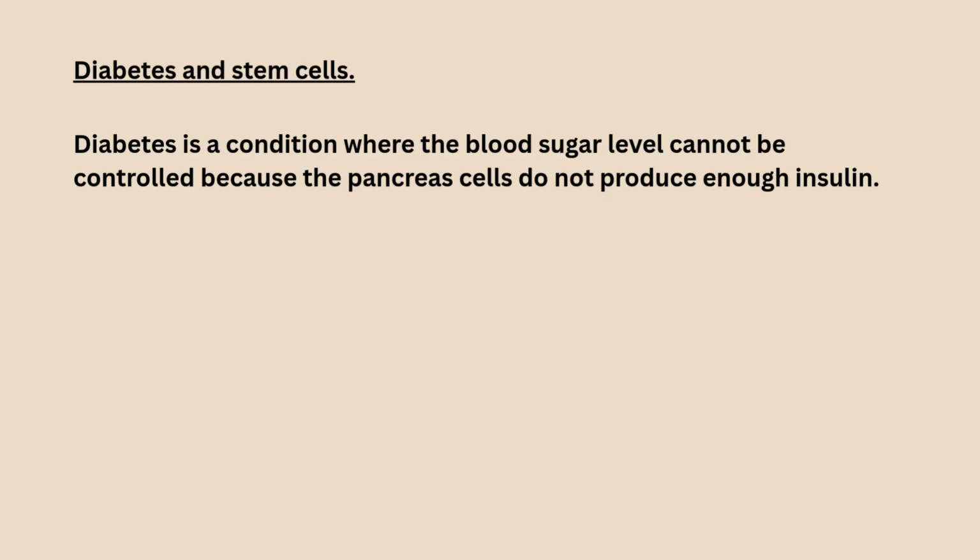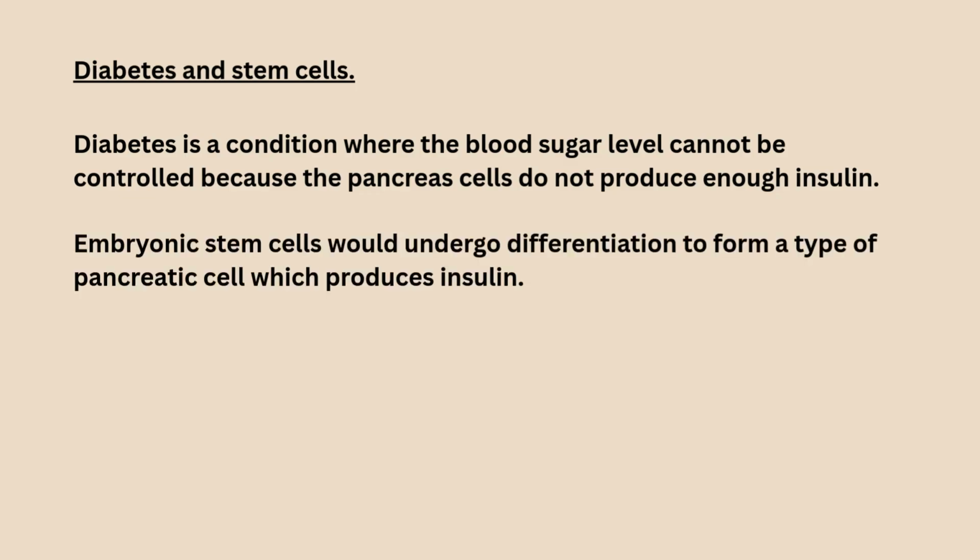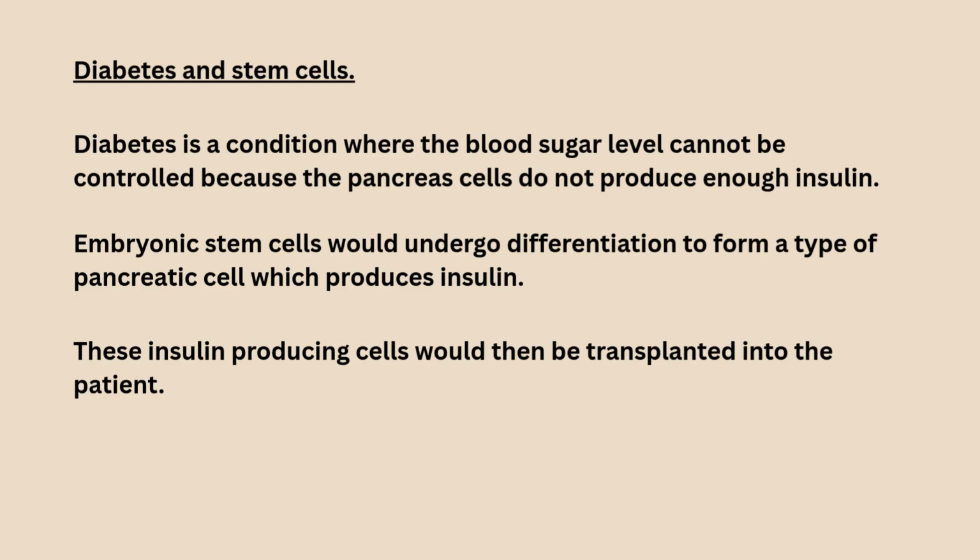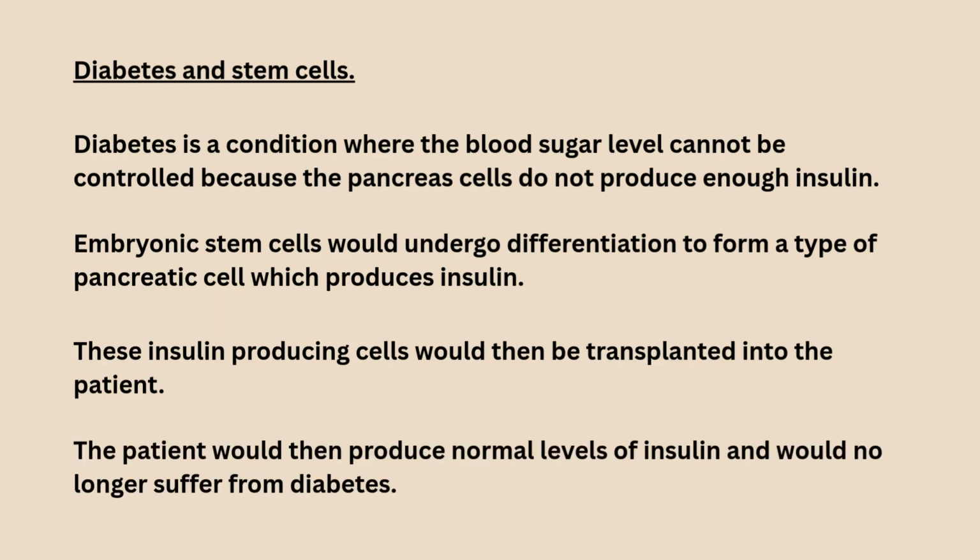Diabetes is a condition where the blood sugar level cannot be controlled because the pancreatic cells do not produce enough insulin. Embryonic stem cells would undergo differentiation to form a type of pancreatic cell which produces insulin. And these insulin-producing cells would then be transplanted into the patient, and the patient would then produce normal levels of insulin and would no longer suffer from the diabetes.